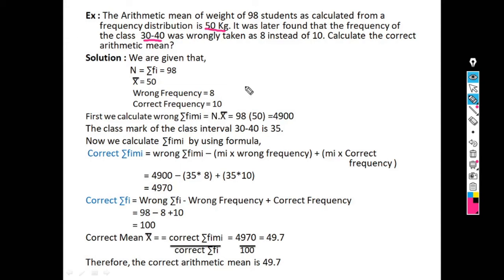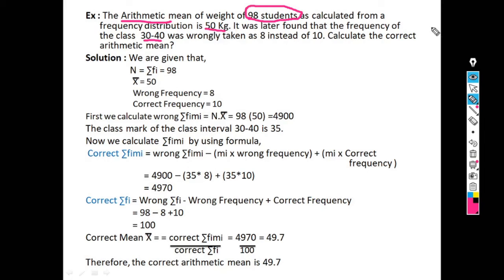Means first we will write the given. Here the arithmetic mean of weight of 98 students. So total number of students are 98. Therefore capital N is equal to summation of fi is equal to 98. As calculated from a frequency distribution is 50 kg. What is calculated? The arithmetic mean as calculated from the frequency distribution is 50 kg. So x bar is equal to 50.